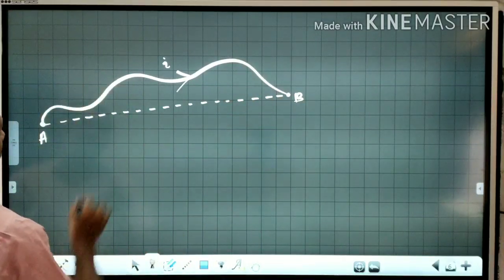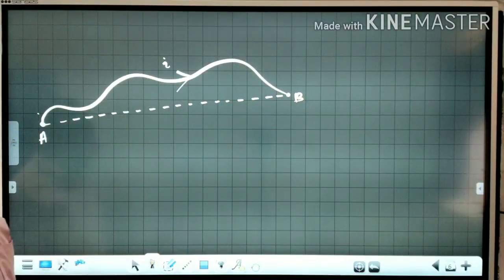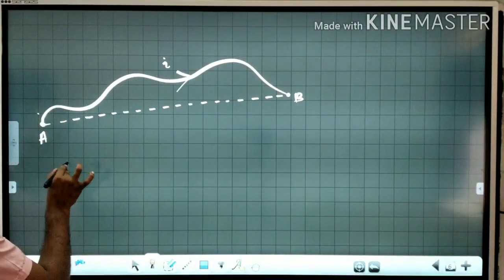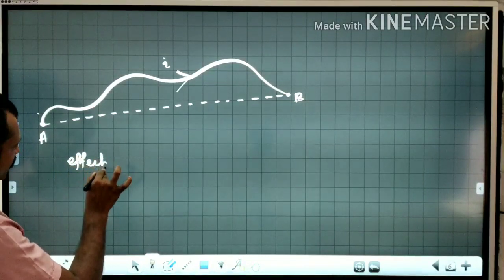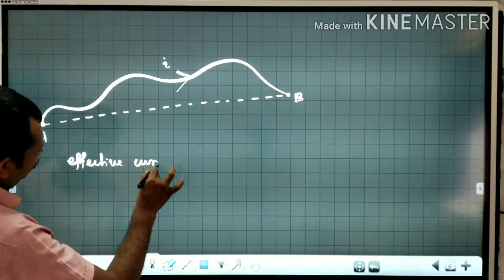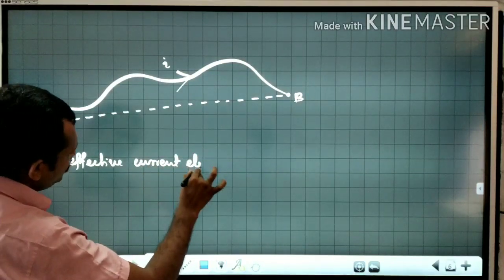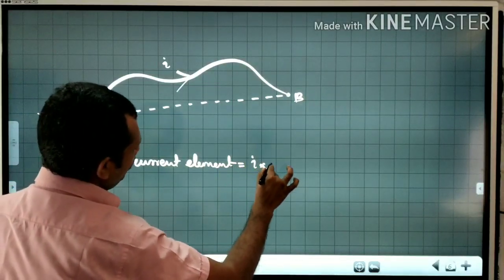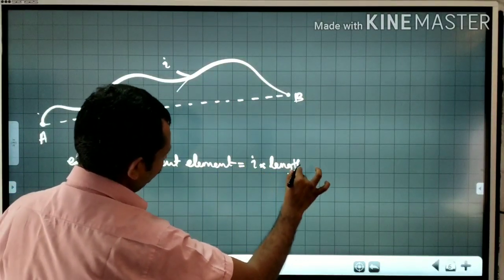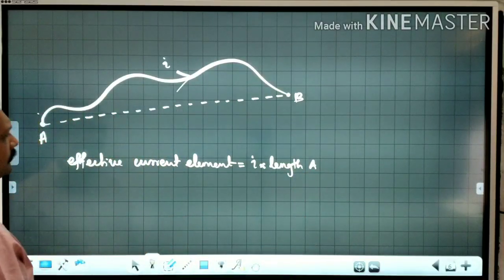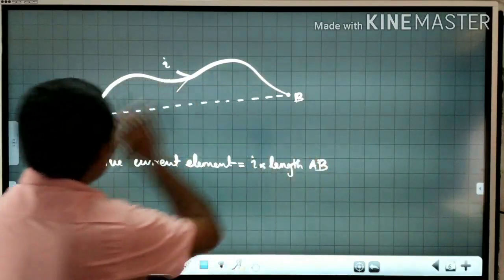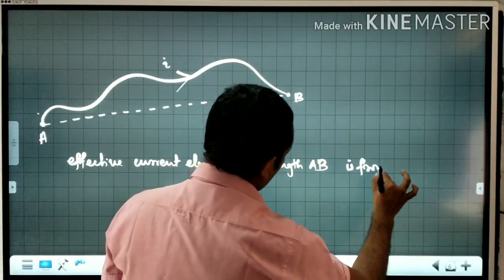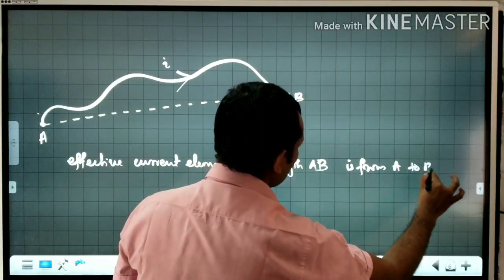So here there is a conductor. This is a conductor of arbitrary shape. If you are asked to get the effective current element, I can say the effective current element has a magnitude I into length AB. That is the effective current element here, and the direction of this current element is from A to B.